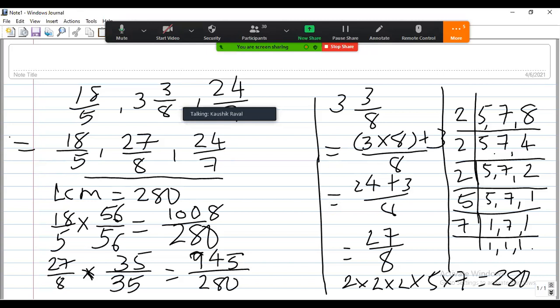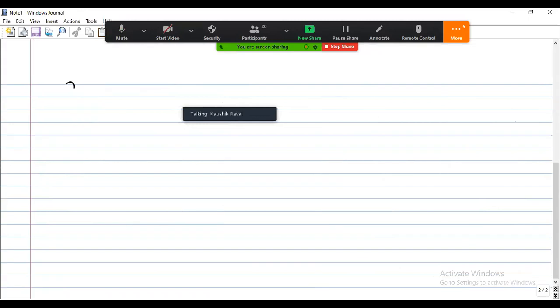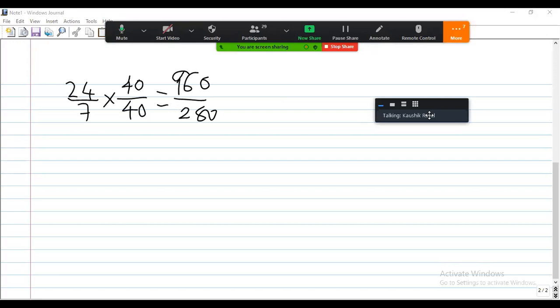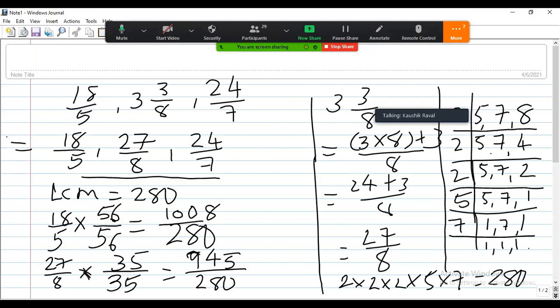I'm going to the next page. 24 upon 7, that we have to make into 280. So that is very easy. 40 denominator, 40 multiplied with the numerator. 24 fours, come on guys. 960. Very good. Whoever said that 960. Excellent. See, this is what happens when you are good with tables. 960. Okay.